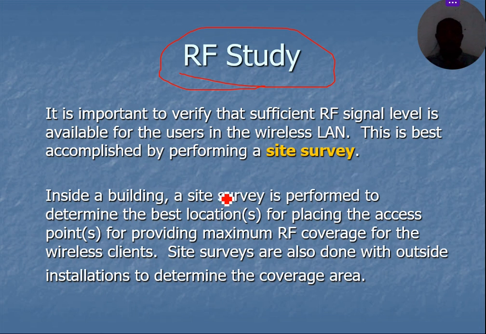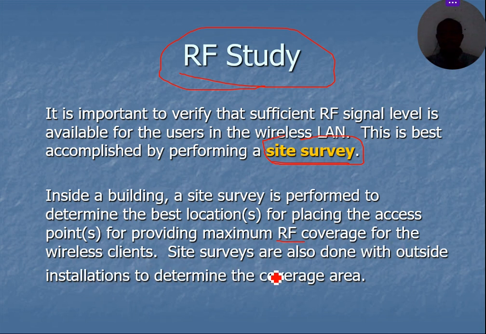So it is very important and very significant to verify that sufficient RF signal level is available for the user in the wireless LAN. This is best accomplished by performing what we call the site survey. You must carry out the site survey within the building or within your geometry, whatever you are considering. Now inside the building, a site survey is performed to determine the best location where you can place an extra access point or multiple access points for providing maximum RF coverage, radio frequency signal availability, for your wireless client.